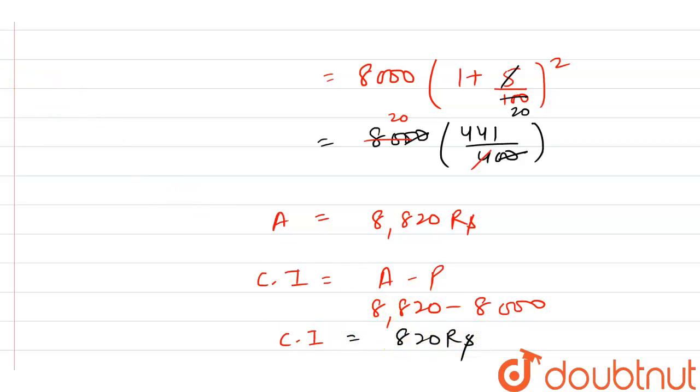So as the question says to find the amount due, we can say that the amount due here is 8820 rupees and the compound interest is 820 rupees, and hence we can say that this is our final answer.